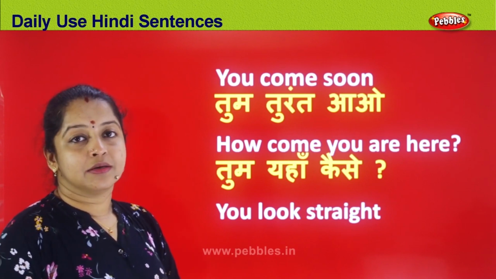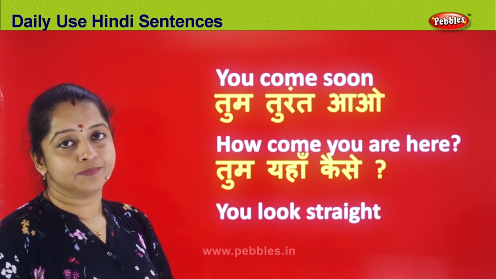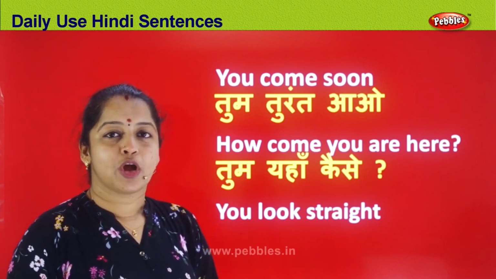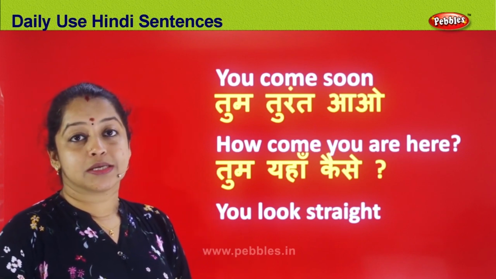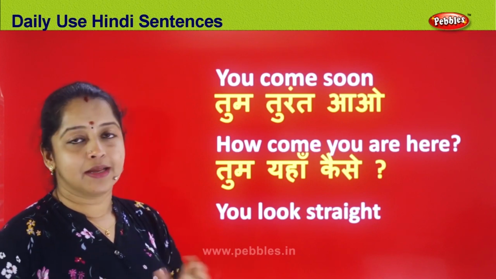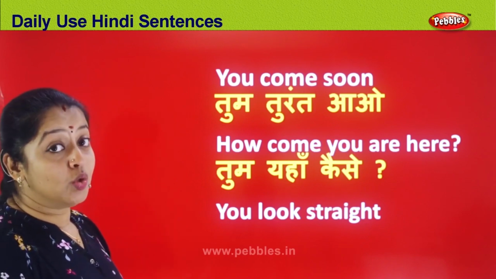So you are in the shopping complex and you happen to meet your old neighbor after a long time. So when you see, out of the curiosity, out of that happiness, you tend to ask, how come you are here? So you will say that, tum yahan kaise? Alright. Yes. The next one, you look straight.